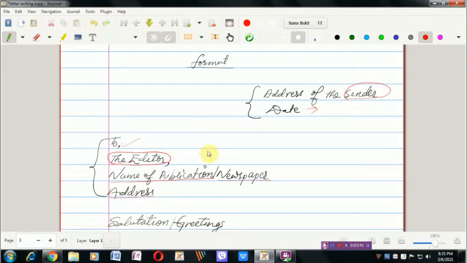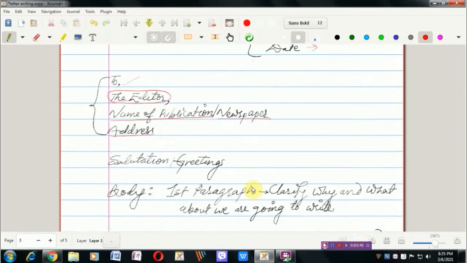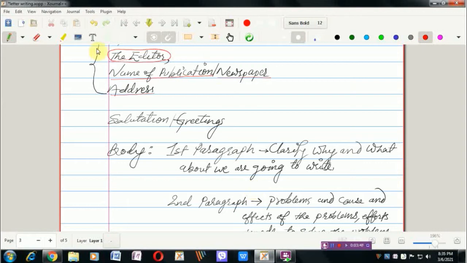After the name of the newspaper comes the salutation or greeting, such as "Dear Sir or Madam." The subject is optional. You can write the subject or not, it's not important. If you write the subject, it's okay.